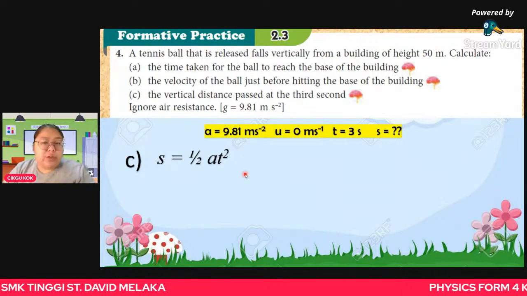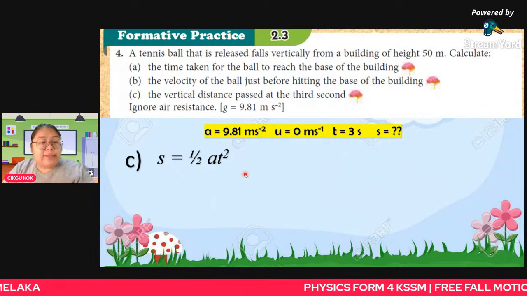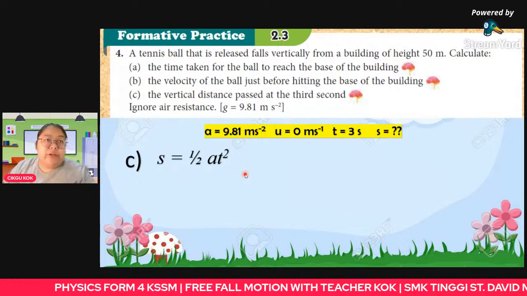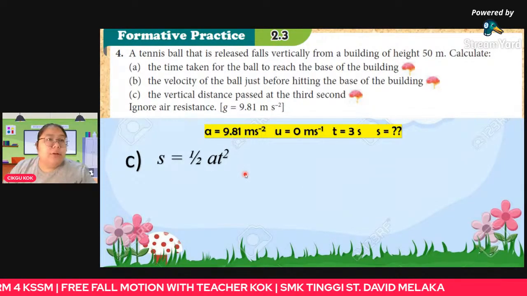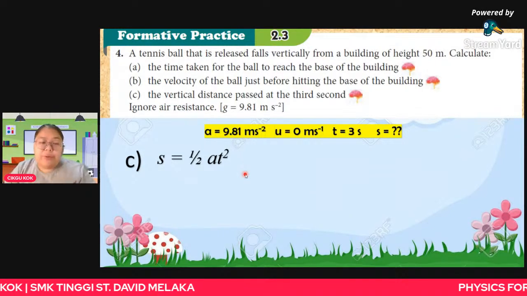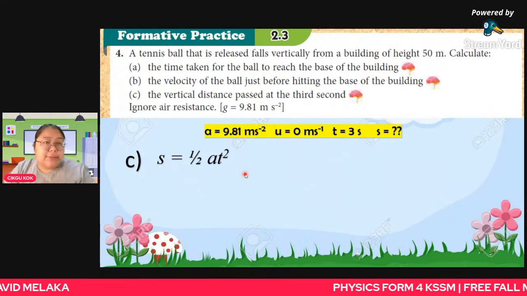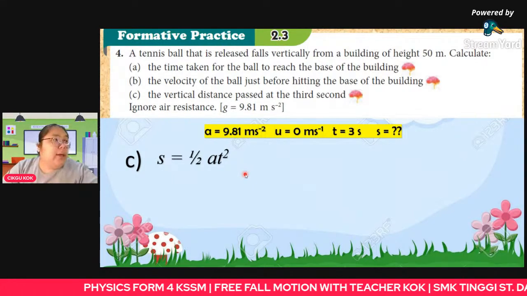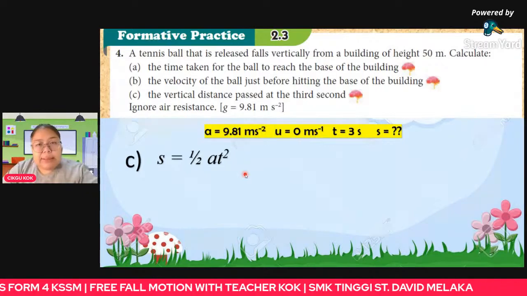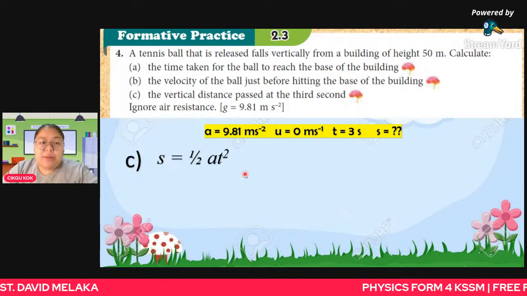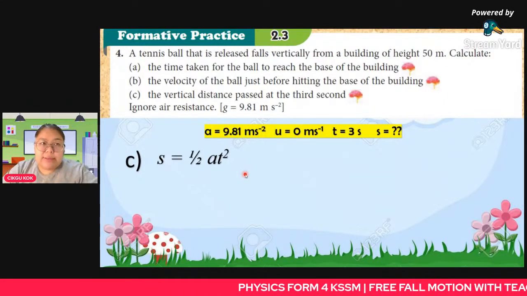Okay, so from here, students, you just apply. Give me the answer. What is the S? What is the S we need to know for this question? Just read and answer. Find for me what is the S at the third second. We just wait for the students to answer. This one should be the last already. Anybody? I want to find the S.